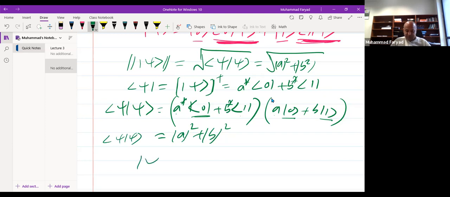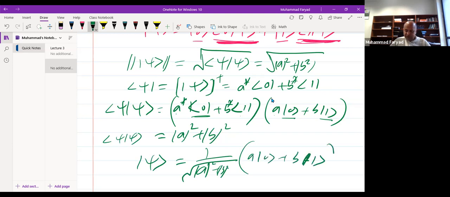And now I can prepare a normalized state vector psi as 1 over the square root of A mod square plus B mod square, times A ket 0 plus B ket 1. You can similarly normalize any bra vector as well. You can find its magnitude by finding its corresponding ket vector, taking an inner product with that, and dividing by the square root of the inner product. Okay, any questions so far?